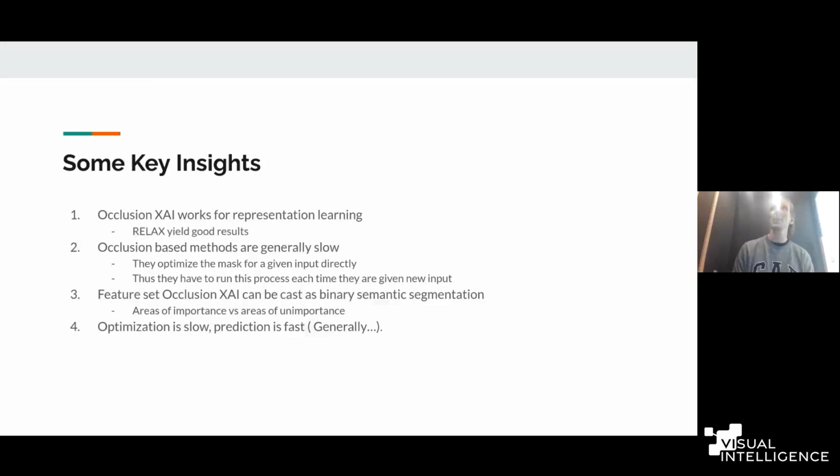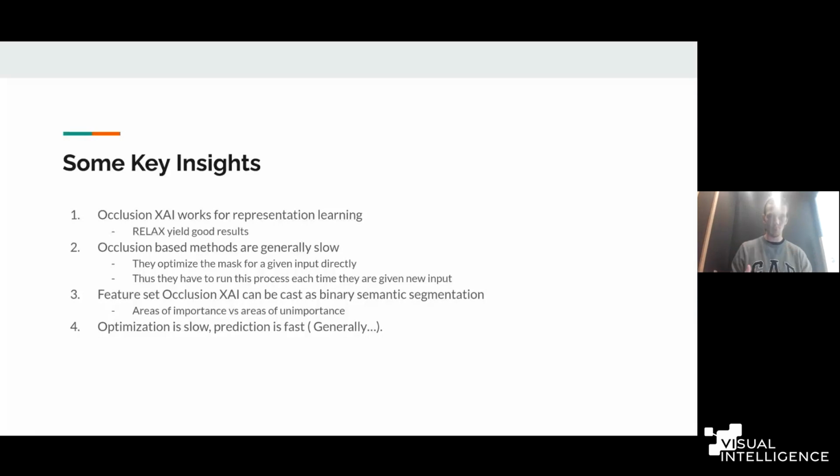So what does that mean? It means that what we're actually trying to do when we have a feature set explanation, especially with occlusion, is to find parts of the input that are important and parts of the input that are not important. That means that technically we can cast it as segmenting the image into areas of importance and areas of unimportance.